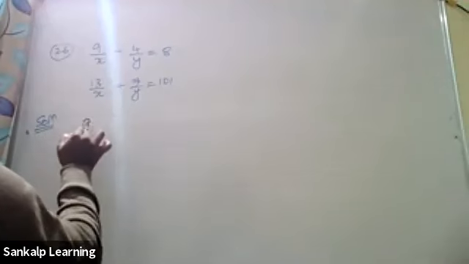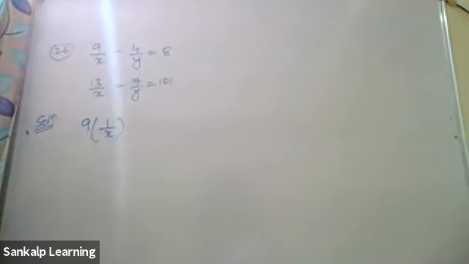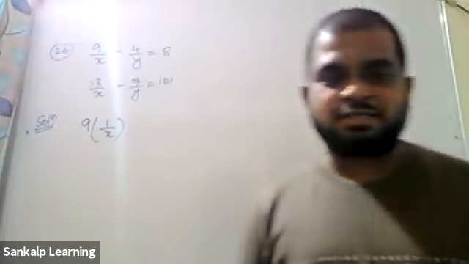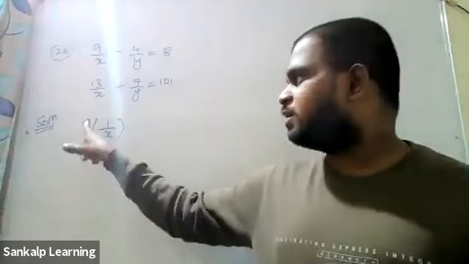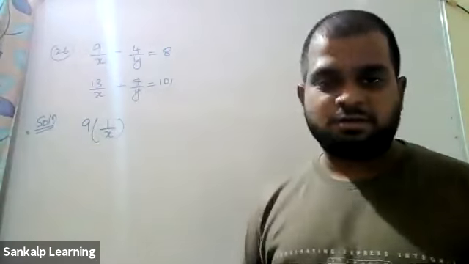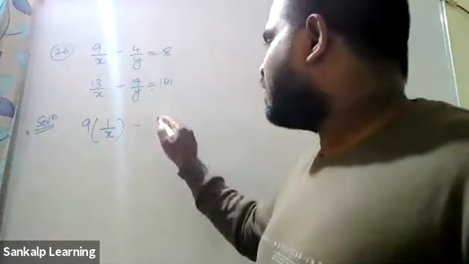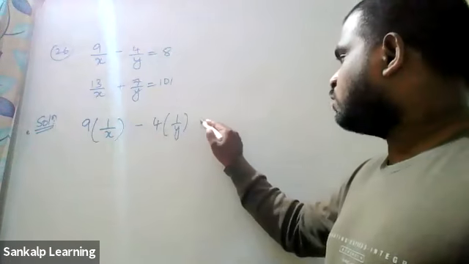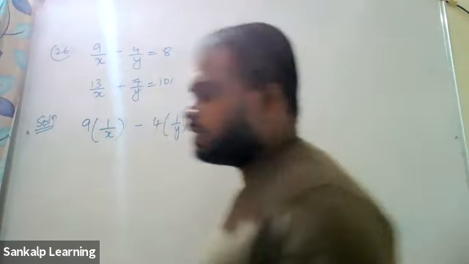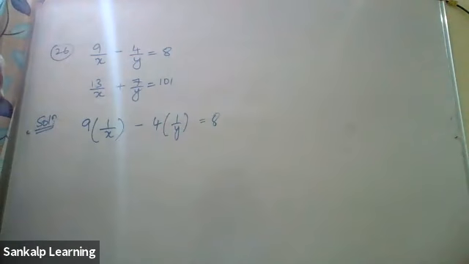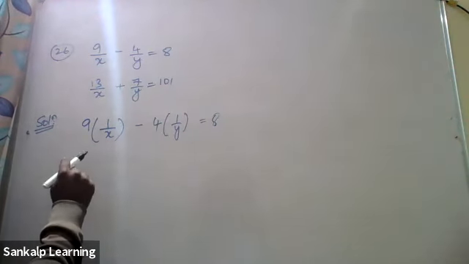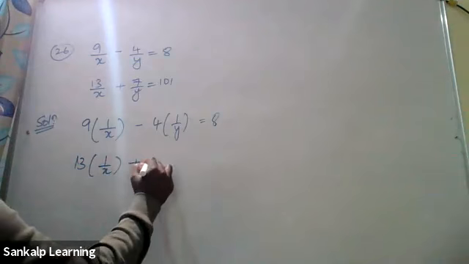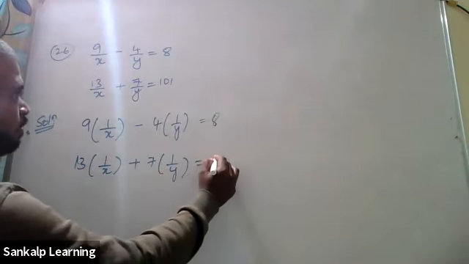Just observe. Let me take this first equation. 9 by x. Can I write 9 by x as 9 into 1 by x? It's correct, right? 9 by x can be written as 9 into 1 by x. Multiply 9 ones are 9, x as it is, 9 by x. Similarly, minus 4 by y can be written as what? 4 into 1 by y. Am I right? So equal to 8. Now 13 by x can be written as what? Using the same logic, 13 by x can be written as 13 into 1 by x, plus 7 by y can be written as 7 into 1 by y, equal to 101.